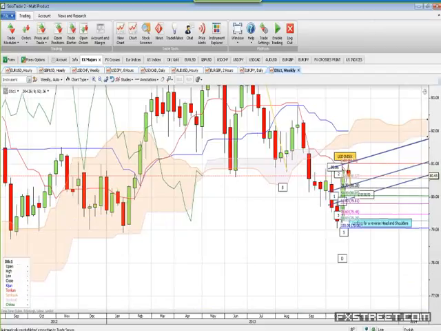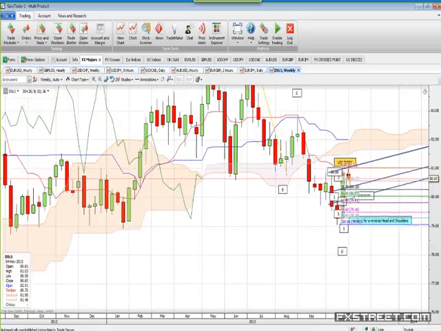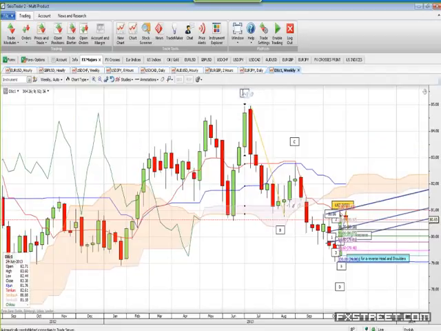So this whole move down was an ABCD formation, A to B, C to D. Basically what you do there is you put your line marker, if you like, from the high to the low of the first swing. Remember, this is an outside engulfing candle. So the monthly bias that the dollar has given us here is to the downside. There's no reversal. It hits the cloud.